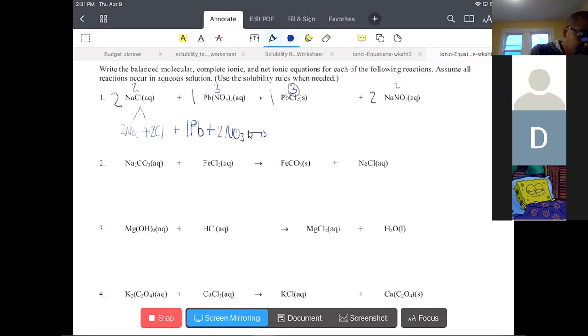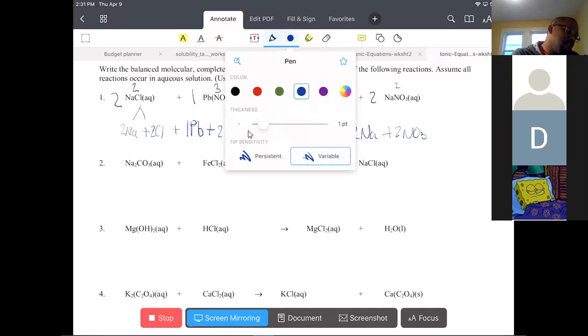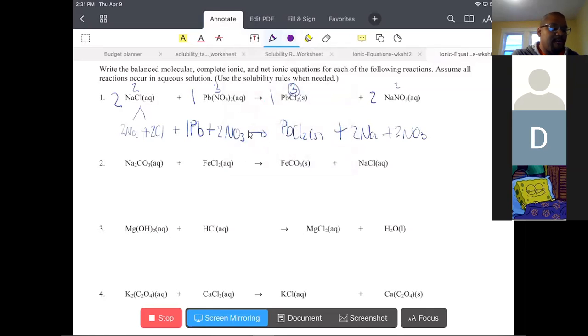It's going to go to PbCl2 with the solid. Why did I not break it down? Because once again, solid, liquid, gas, you're not going to break down. Plus, I have 2 Na plus 2 NO3. And so now we're going to scratch out the ones that appear on both sides.